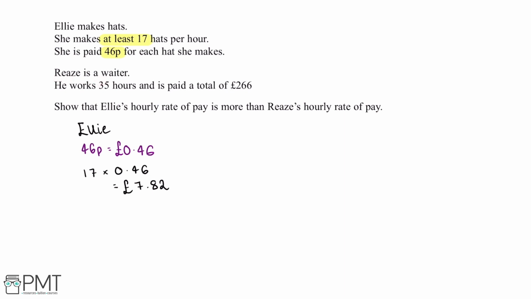So next we can move on to Ray's. Ray's works 35 hours and is paid a total of £266. So in order to work out Ray's hourly rate, we're going to want to do 266 divided by 35 hours. And this will give us an answer of 7 3/5. Now in order to get this into a decimal, we want to press the change button on our calculator.